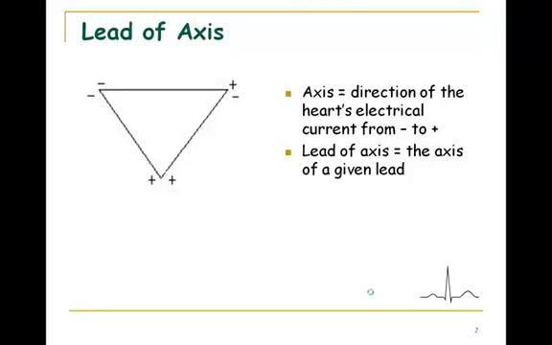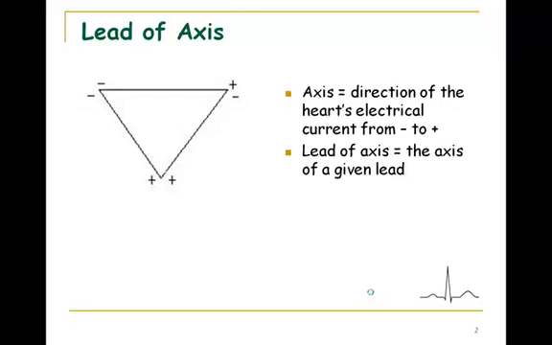Now, what I want to discuss first is the concept of a lead of axis and how we're going to utilize that to calculate what we call a mean electrical axis, which would be a means of determining the average direction of current flow through an individual's heart.